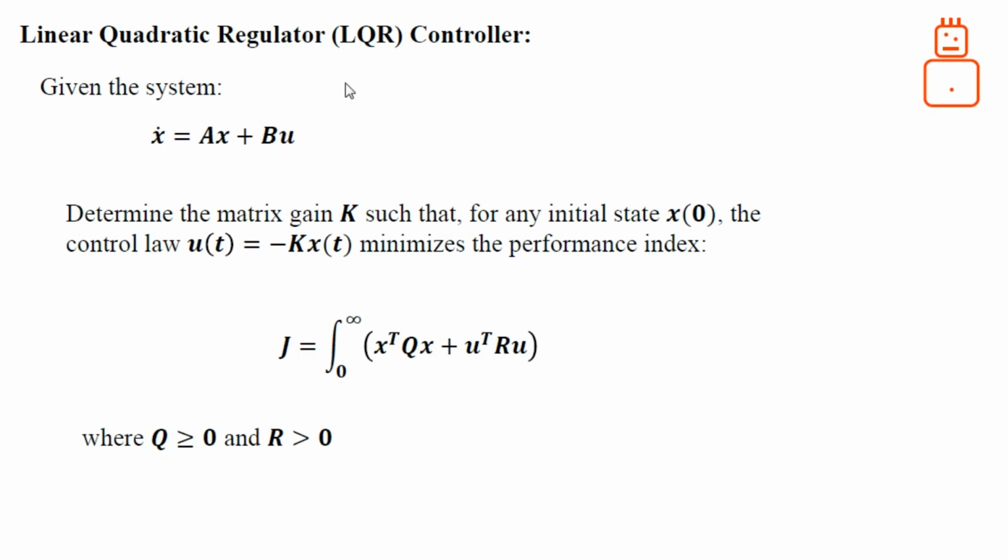Usually LQR, as its name illustrates, is a regulator controller, meaning that it regulates the states of the given system to zero rather than enforcing it to track some reference. However, with some simple manipulation of this control action, we can make this LQR track some reference.